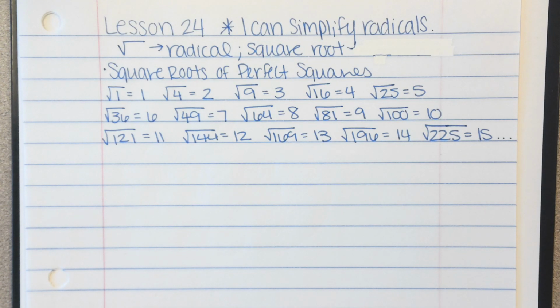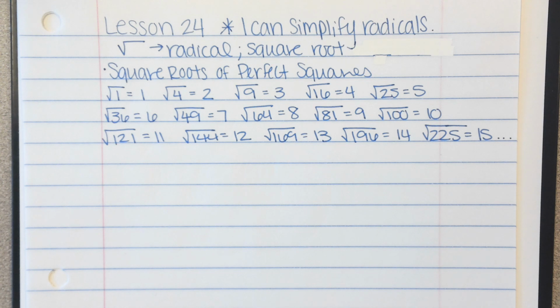Okay, today we're going to do lesson 24, and your I can statement or learning objective is: I can simplify radicals. So we're just going to practice simplifying radicals today. This is something that should be at least somewhat familiar to you, hopefully. In Algebra 1, you should have done some radical simplification, and then I think you have to do some in geometry too. So hopefully it's not brand new information to you, but even if it is, I'll show you how to do it, and I think that you guys will catch on very quickly.